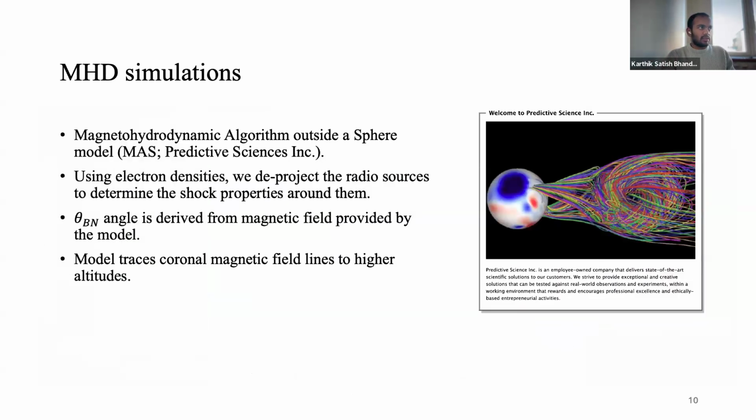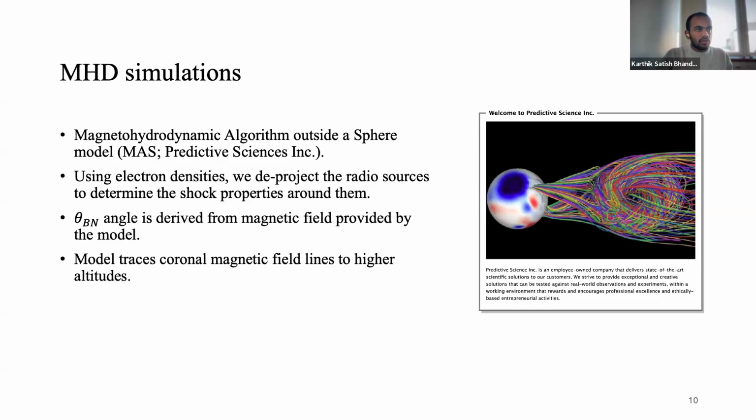So moving ahead, what we do is we use the simulation model called MAS, which is developed by Predictive Science Inc. It takes in the photospheric magnetic field from SDO, and it spits out the coronal electron densities and the magnetic field around in the corona. What this allows us to do is derive some of the key properties such as Alfvén speed in the corona and even the magnetic field lines, how they propagate in the corona.